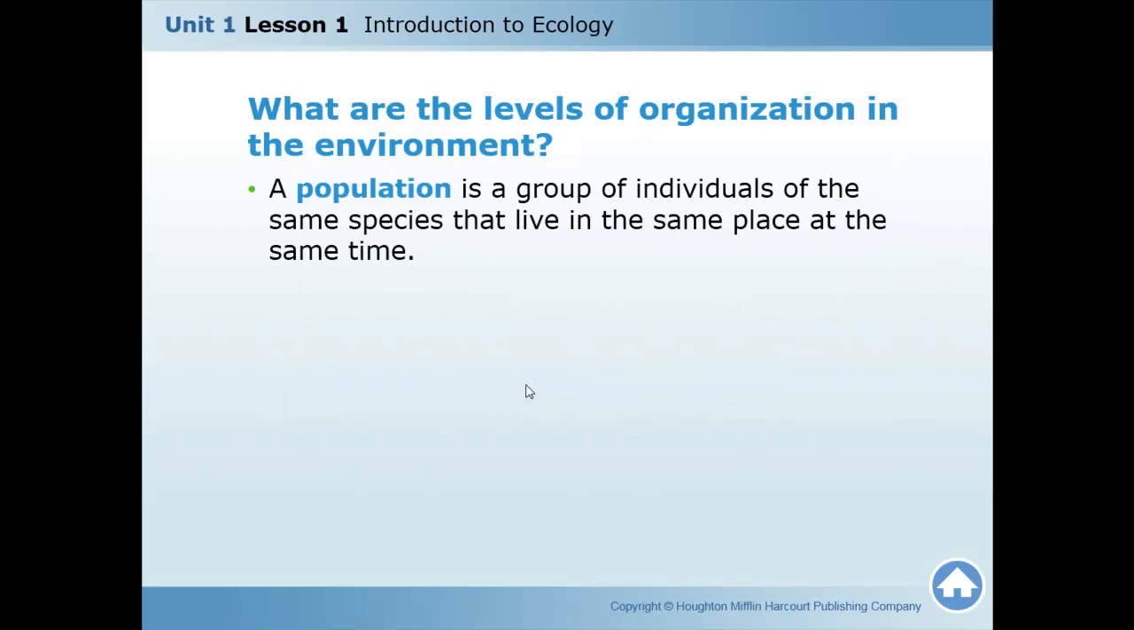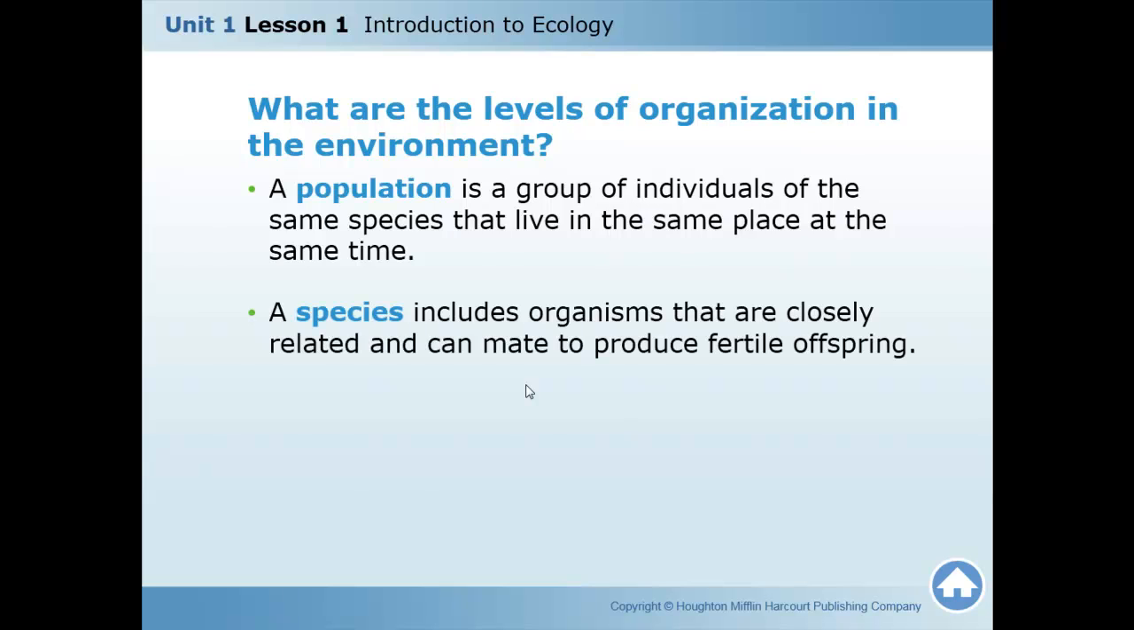The first level, population. What is the meaning of the word population? It is a group of individuals of the same species that live in the same place at the same time. So, I have a group of individuals. This group is from the same species, like a group of birds. And all these birds live in the same place at the same time.